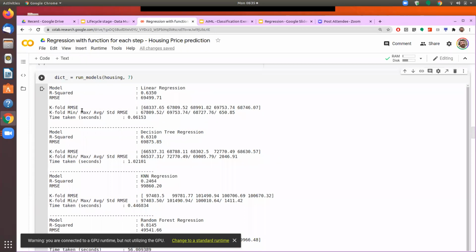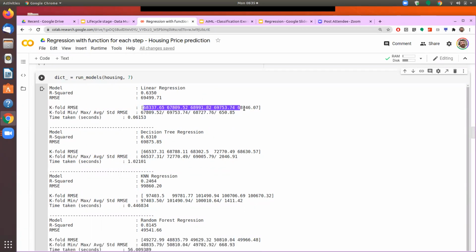So what I have done is a k-fold RMSE. I have used 5 folds, and this is the RMSE at the end of each fold. So we see that there is a difference. In the first run, it gave me 68,000. Out of these 5 folds that we have run, I have taken the min, max, average, and the standard deviation.